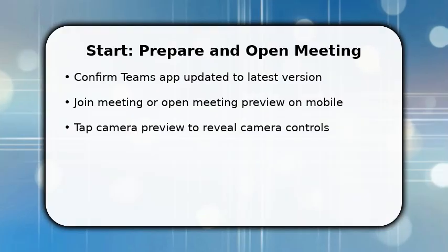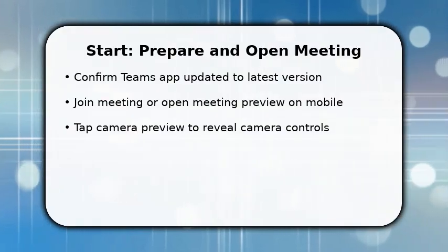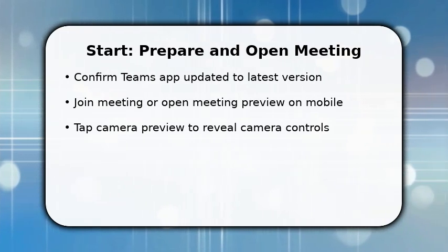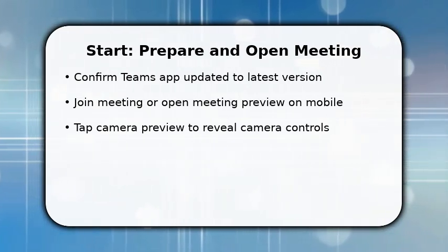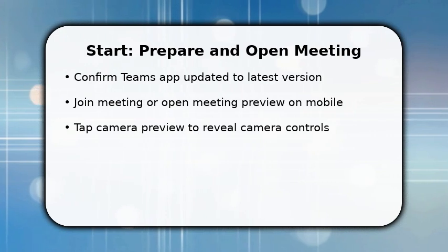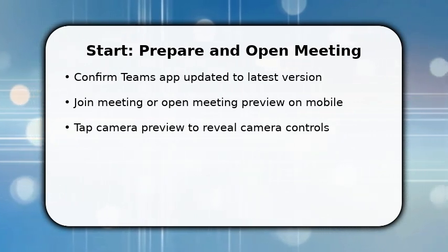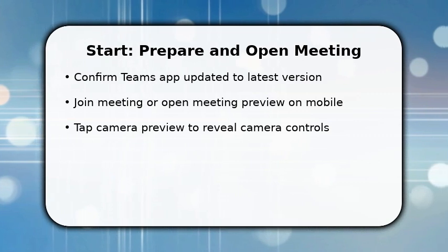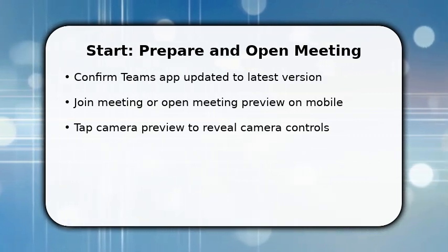Enjoy the video. You'll begin by making sure the Teams app is up to date, because background tools appear only in recent builds. Once done, join the meeting or open your meeting preview so the camera feed is active. This is necessary to access background options.